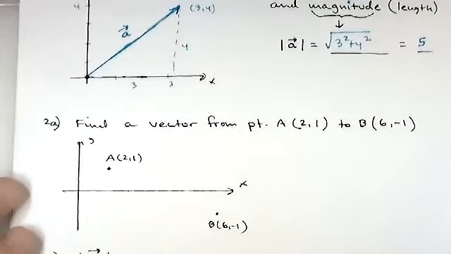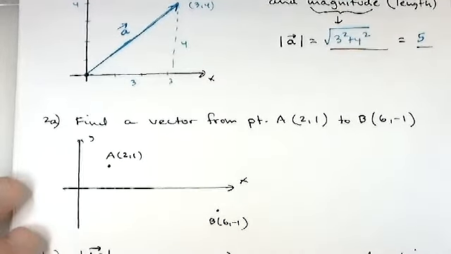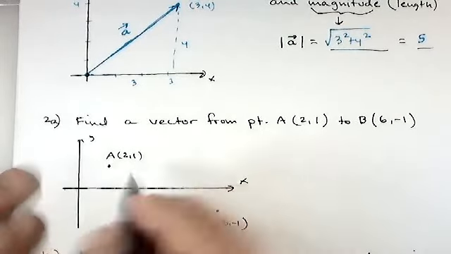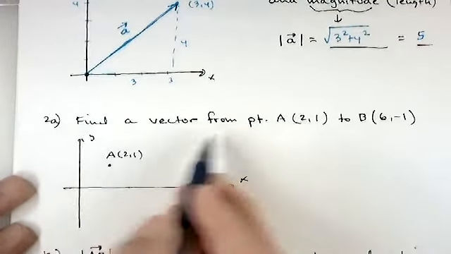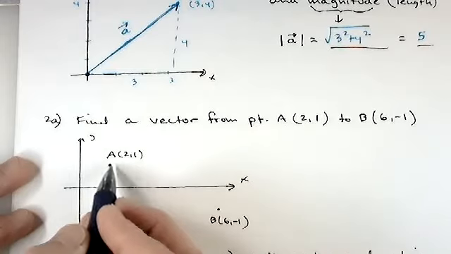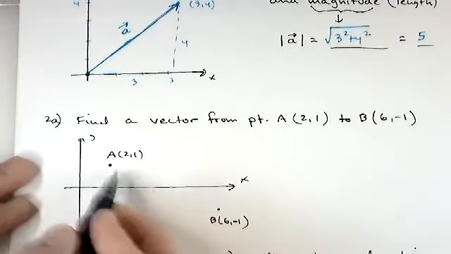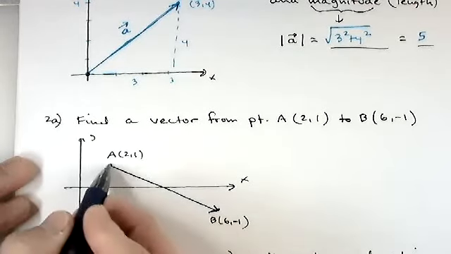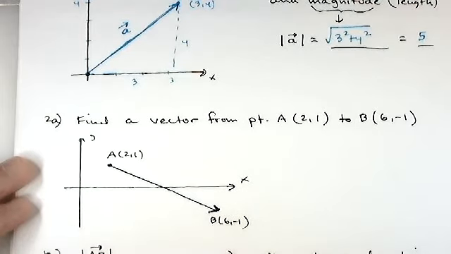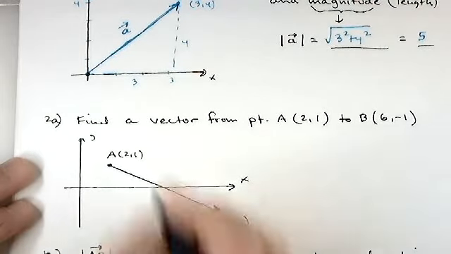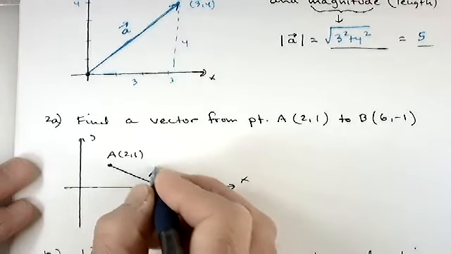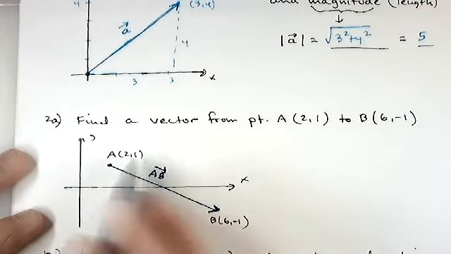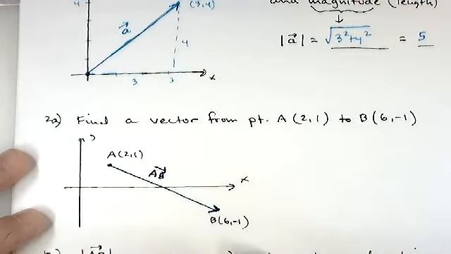Let's do a different vector. Now, you could just be given a vector. In some cases, you might have to come up with your own vector. Here they're saying they want to find a vector, an arrow, that takes me from the point A, (2, 1), to point B, (6, -1). So they're asking for this vector. That's vector AB. We'll call that AB. I could have also asked for a vector from B to A, and we would call that BA with an arrow over it, but they want AB here.